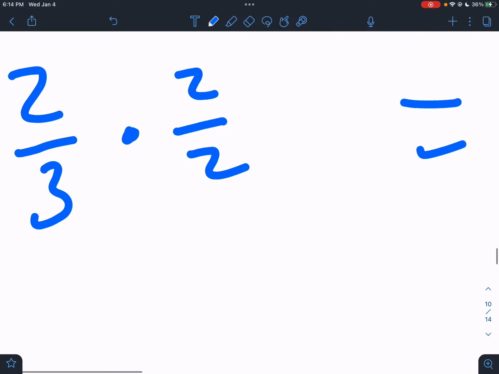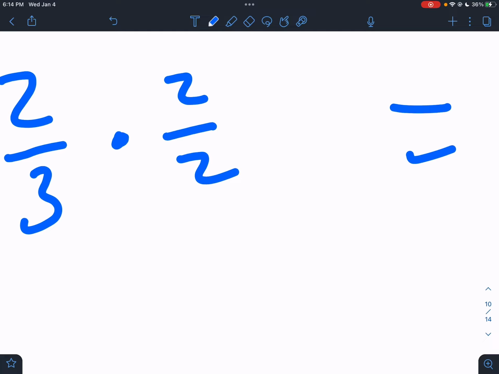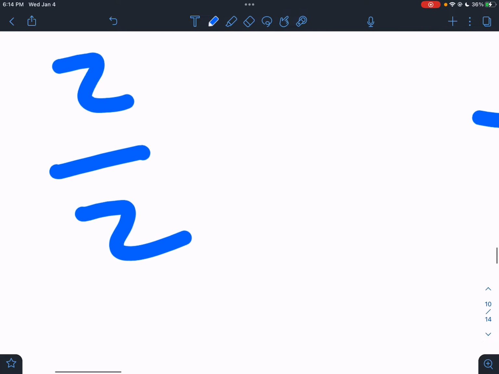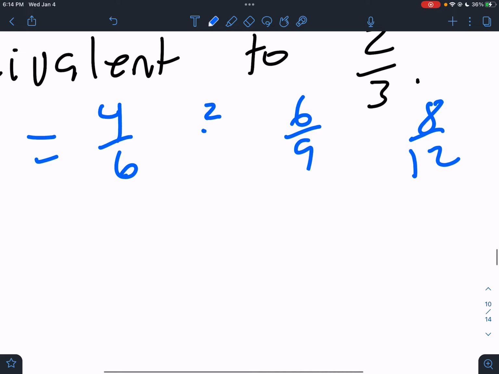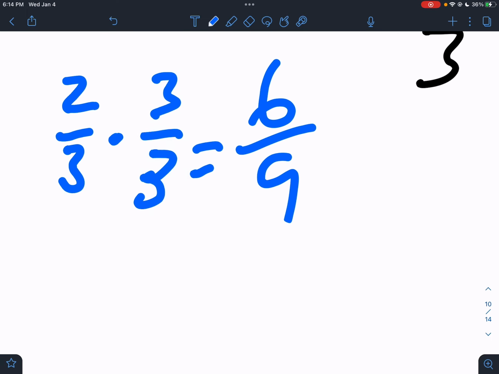Well, what happens when you multiply the top and bottom by 2? Look at this. If I just said, what's 2 divided by 2? That is 1. So what you're actually doing is multiplying by the number 1. Right here, you would multiply by the number 1. It's just this time it was times 3 times 3.